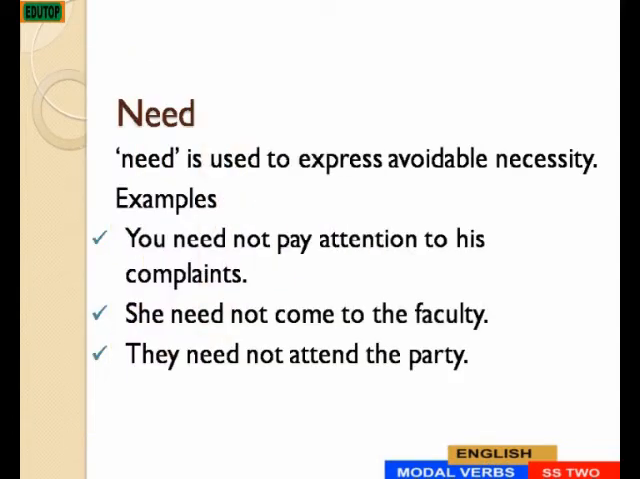Need is used to express avoidable necessity. Examples: You need not pay attention to his complaints. She need not come to the faculty. They need not attend the party.